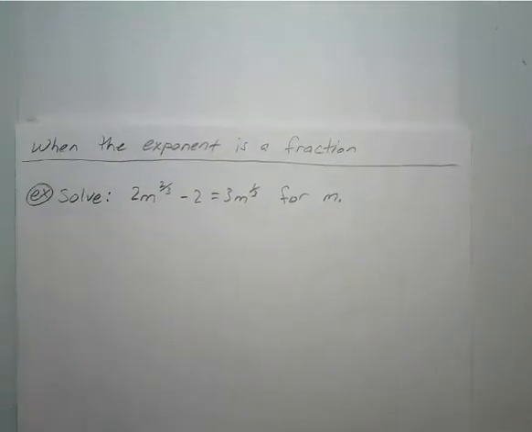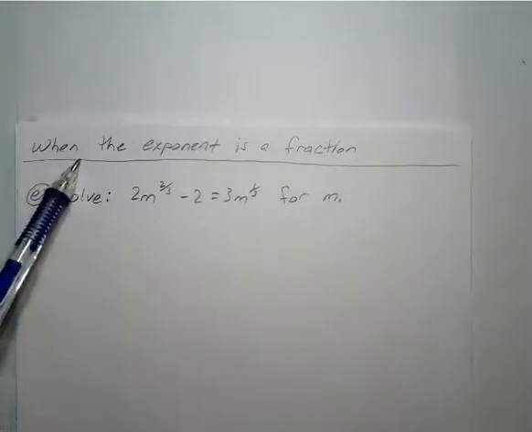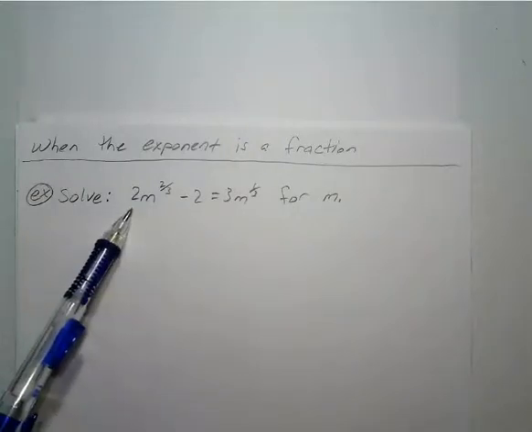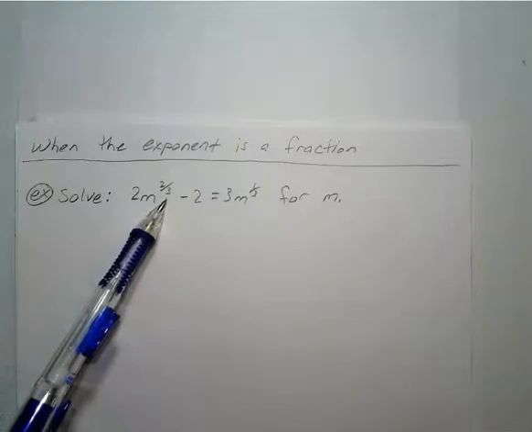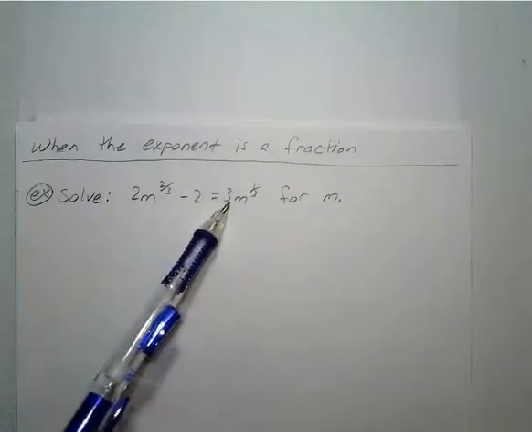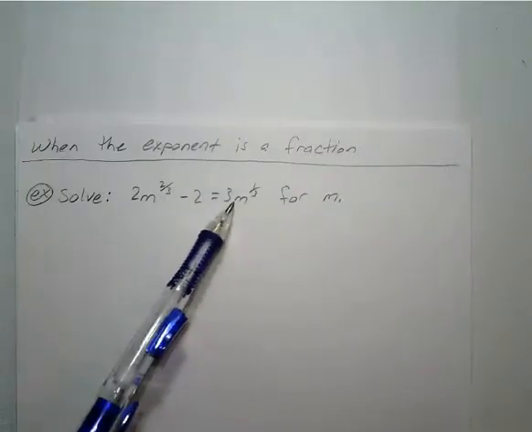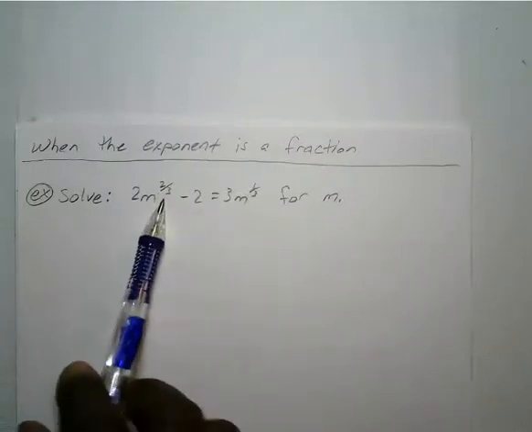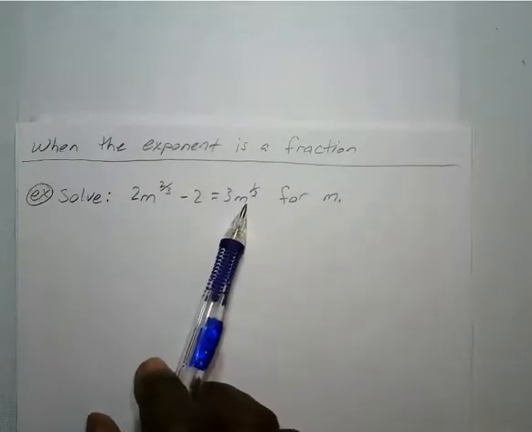Alright, so for our next example, this is what you do when your exponent is a fraction. We're going to solve 2 times m to the 2/3 power minus 2 equals 3 times m to the 1/3 power. This exponent is 2/3 and this exponent is 1/3.